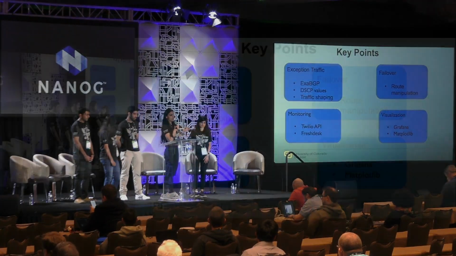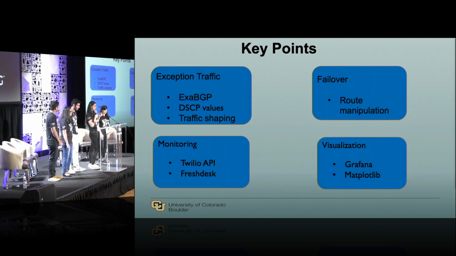The key points of our hack were exception traffic, handling of exception traffic using ExaBGP, DSCP marking, and traffic shaping. For traffic monitoring, we used Twilio API and Freshdesk. For failover handling of traffic, we used route manipulation. And for traffic visualization, we used Grafana and Matplotlib.